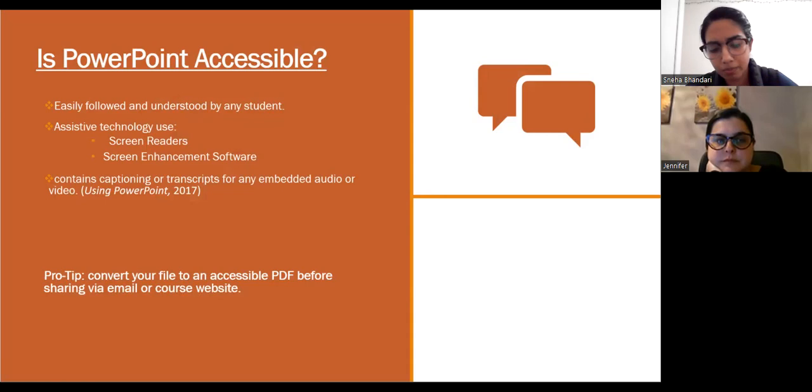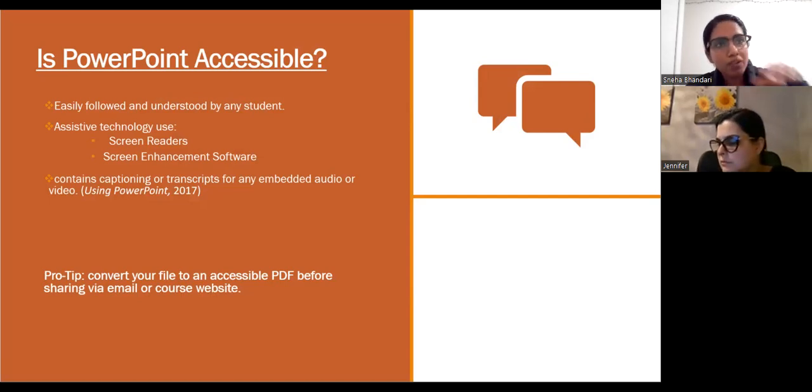So when I send you my presentation in the PDF format, if you click on any of the images, you will get an alternative text on the side, which will describe the image. That's the screen reader. And then screen enhancement software allows users to magnify the computer screen or change the contrast to make the content easier to read. Captioning and transcripts can be embedded with audio or visual in PowerPoint as well. So this is also an accessibility feature of PowerPoint.